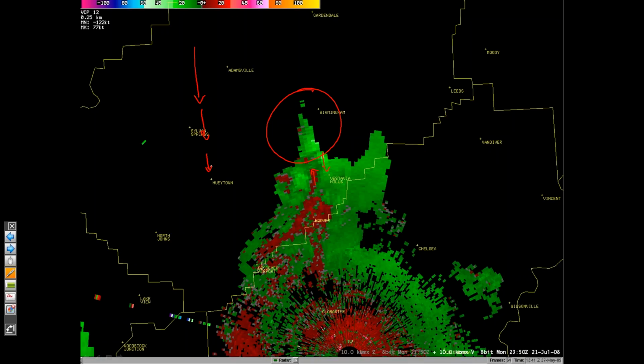So again, once that converges aloft, it has nowhere to go but down, and you'll get this damaging cold pool down at the surface.